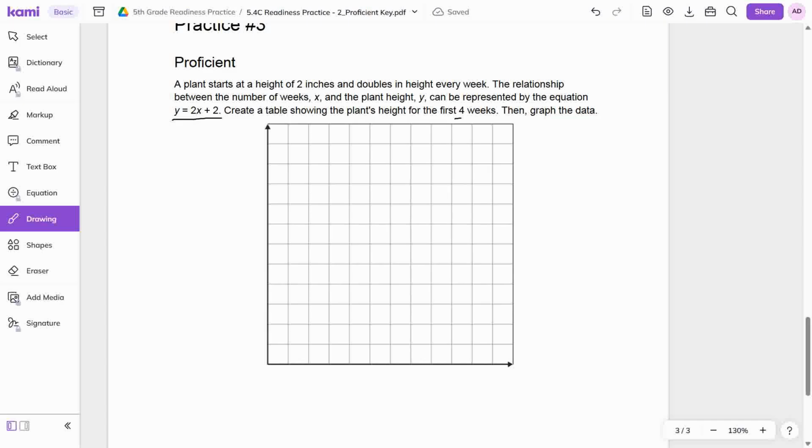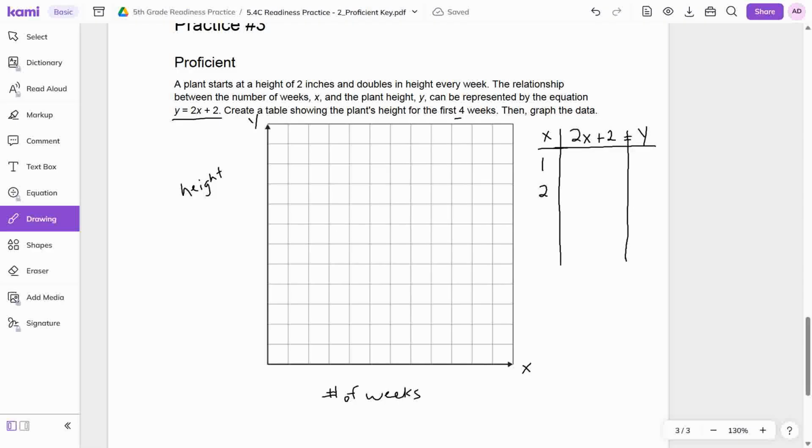All right, so the x is going to be the number of weeks. Our y-axis is going to be the height. So let's do what we did on the last one. We're going to just make a table. And we're going to have our x. I'm going to put my expression in the middle. I'm going to put my y over here. My expression is 2x plus 2, I'm going to flip it around so that's equal to y. And my first 4 weeks are going to be 1, 2, 3, and 4.